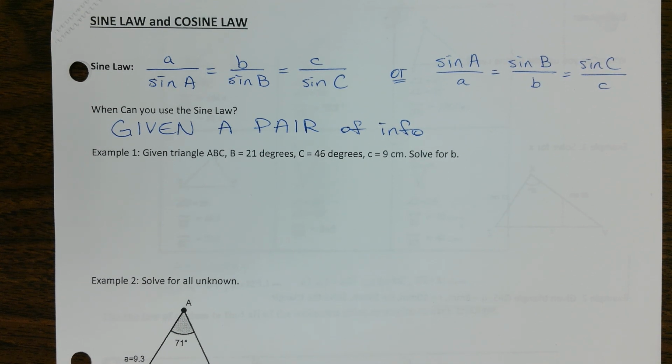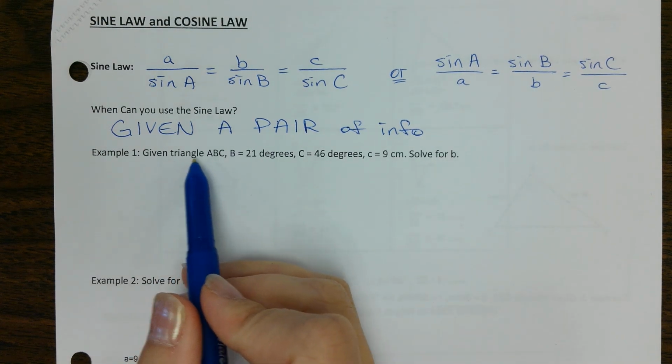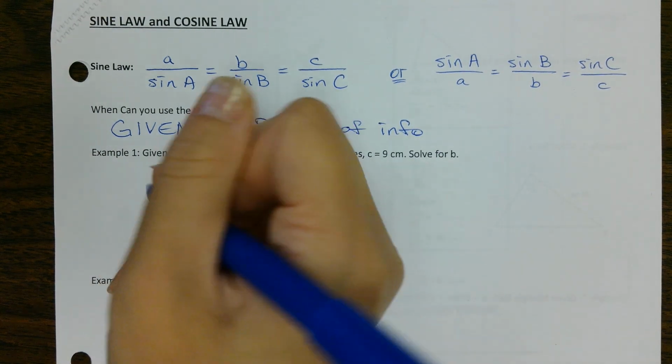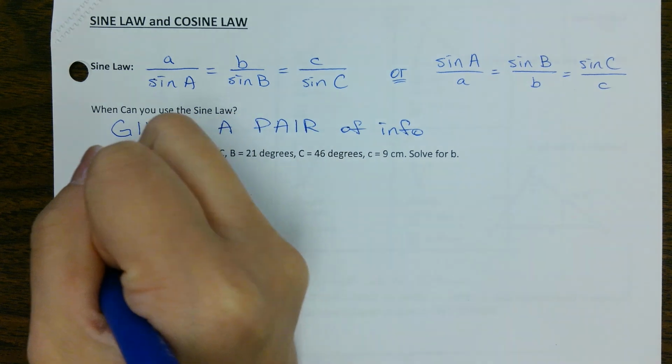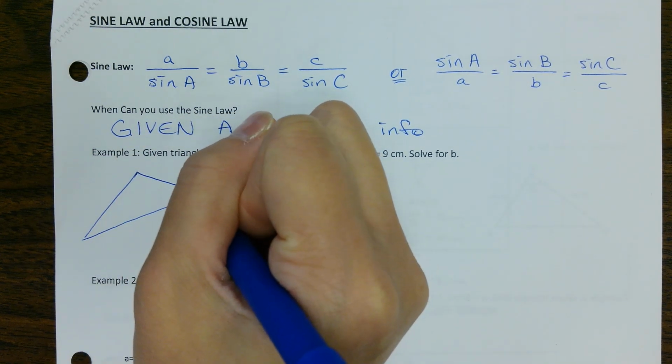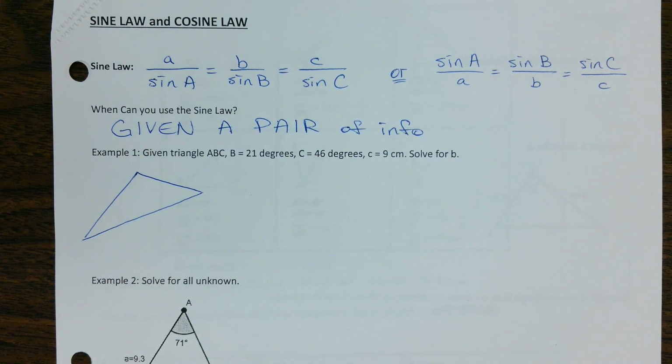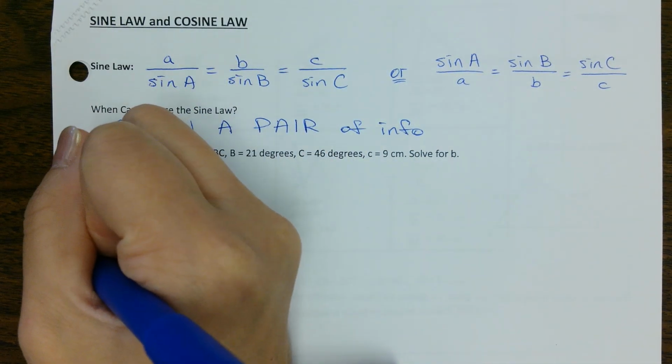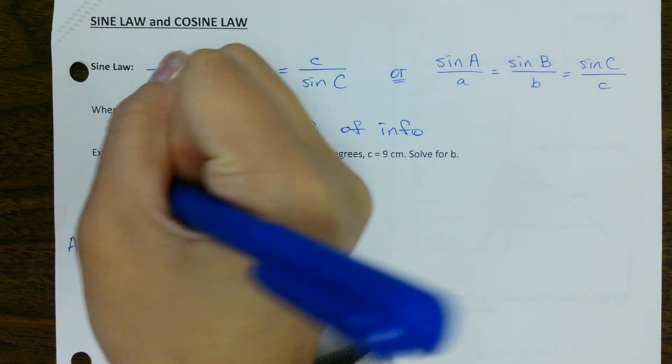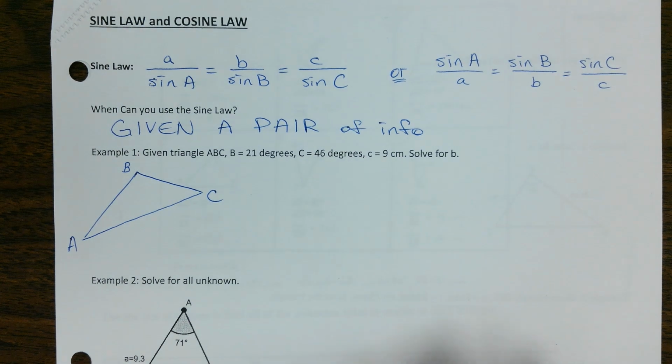Okay, so let's try example 1 right here. Given triangle ABC. So let's just draw any triangle ABC. Does it have to be a right angle triangle? No. If it's a right angle triangle, we can do SOHCAHTOA. But now we're trying to do it with a non-right angle triangle. And so that's why we have sine law, cosine law.